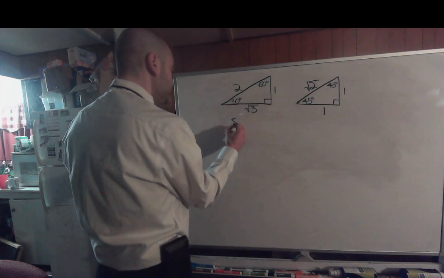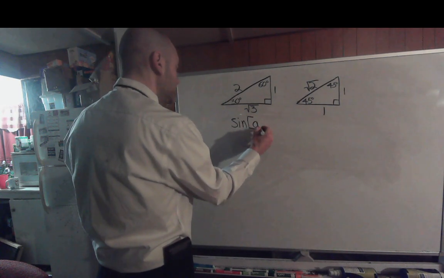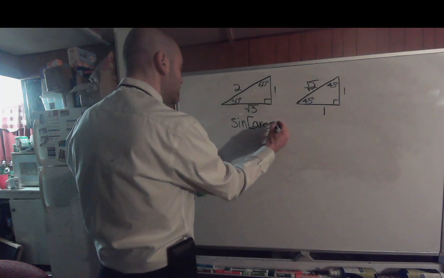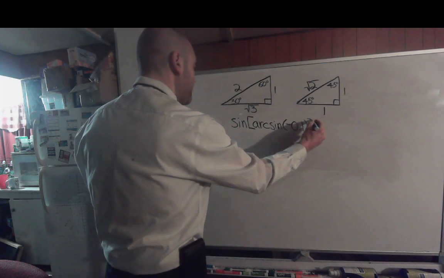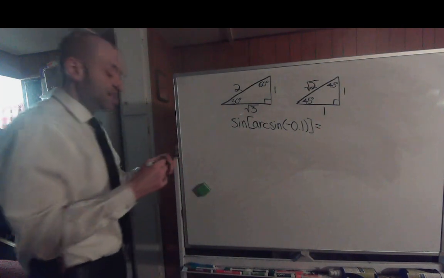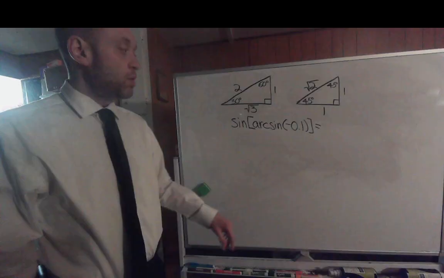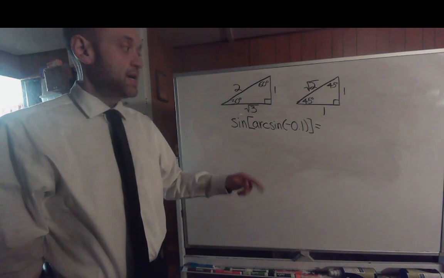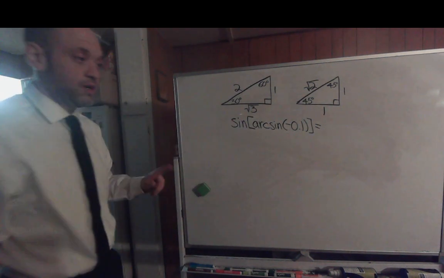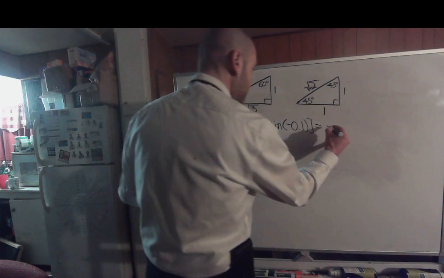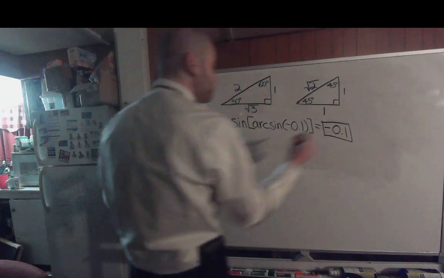And then you have sine of the arc sine of -0.1. Alright, so sine of the arc sine of -0.1. Well, what is the domain of the arc sine? It's -1 to +1, so we're well within the domain of the arc sine. So I should literally just get -0.1 for my answer.